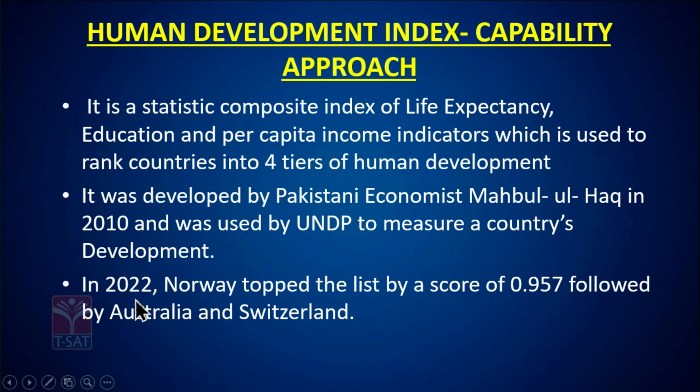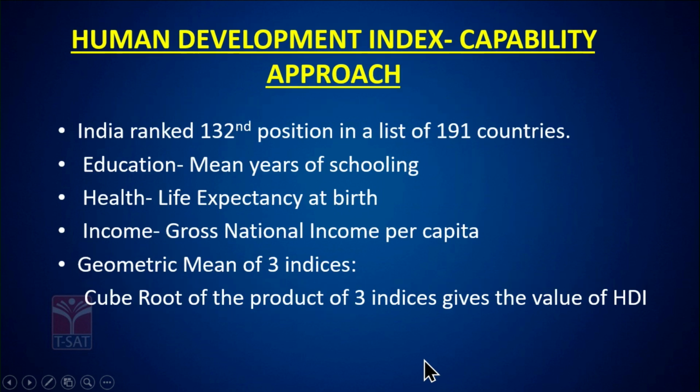In 2022, the contemporary data tells that Norway topped the list with a score of 0.957, followed by Australia and Switzerland. And if you take the position of India, it ranked 132nd in 191 countries. And pertaining to the education dimension of the Human Development Index, the mean years of schooling is taken into consideration. Pertaining to health, life expectancy at birth is taken into consideration. Pertaining to income, gross national income per capita is taken into consideration.